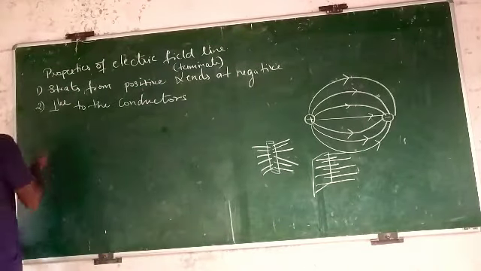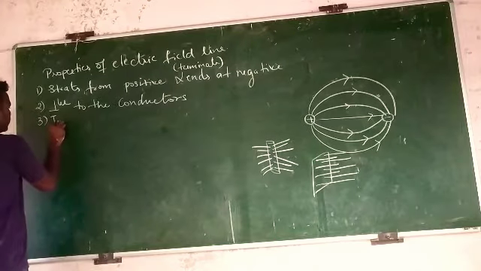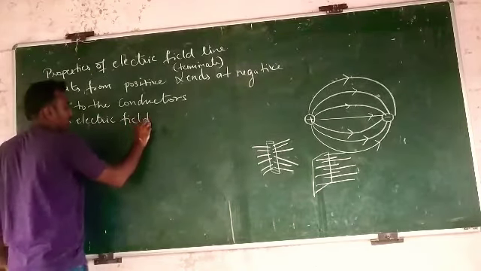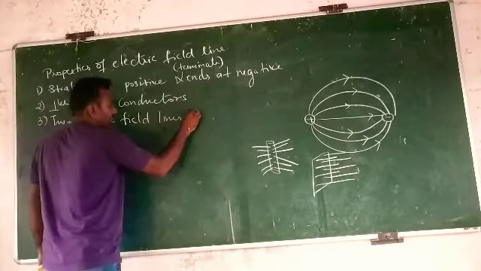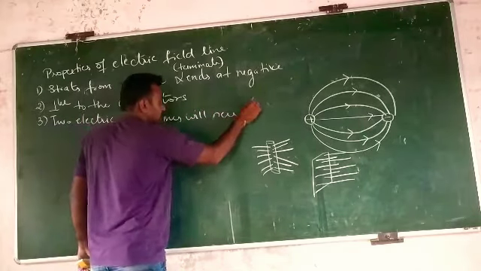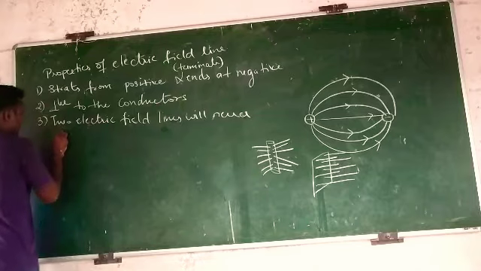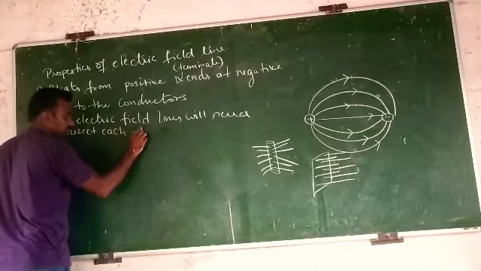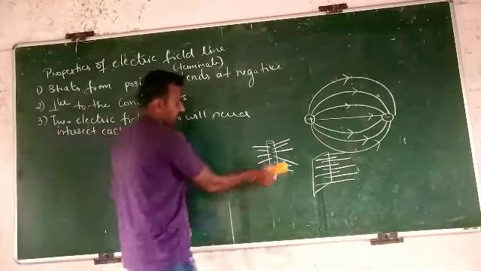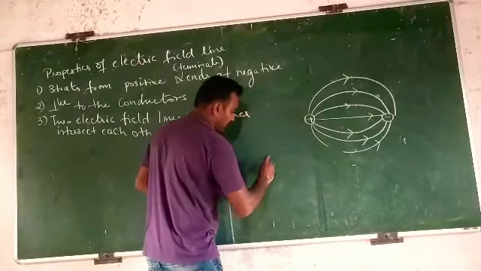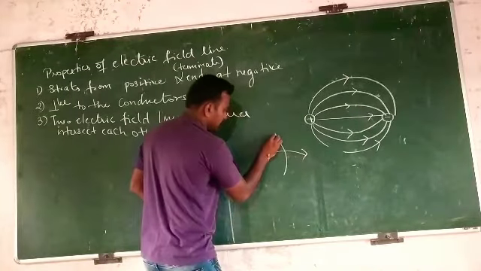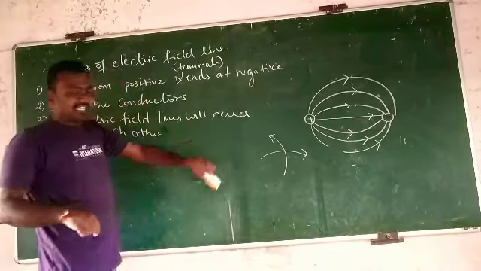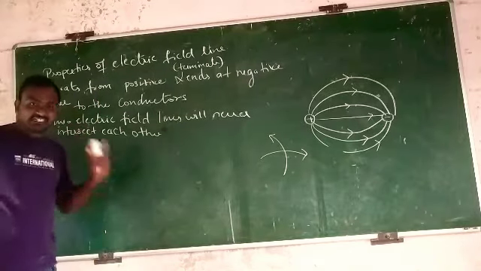Next, two electric field lines never intersect each other. It means the two electric field lines will never intersect like this. I will tell you why two electric field lines never intersect in the next property.